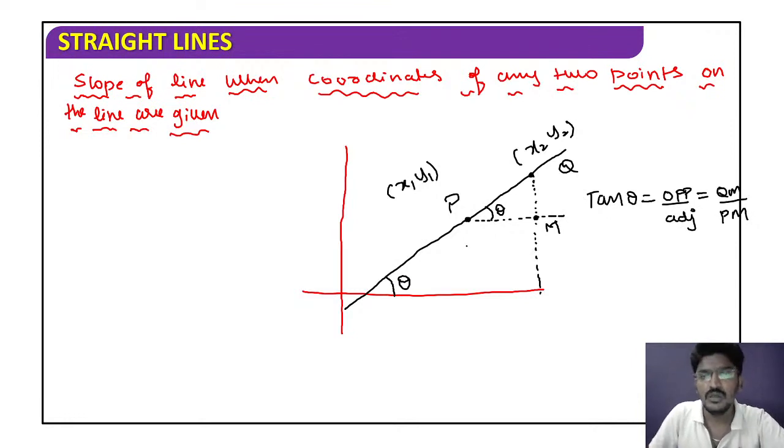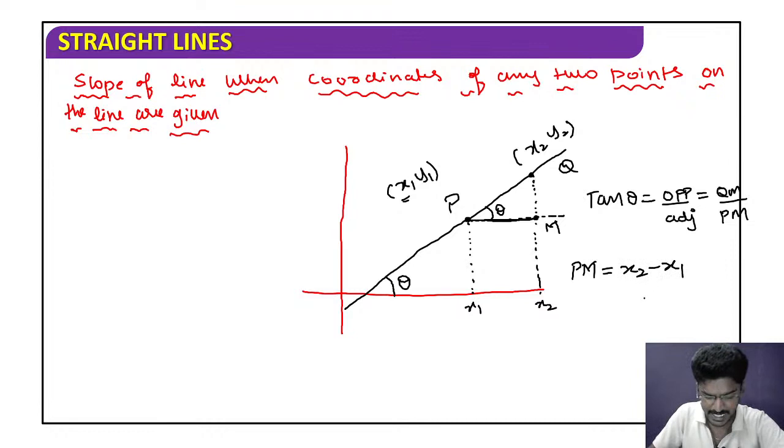So now you want PM. See, PM is this particular line. Now what is the length of PM? You can take it from the x-axis. Here the x value is x1 and here the x value is x2. So if I take x2 minus x1, that will be the length of PM.